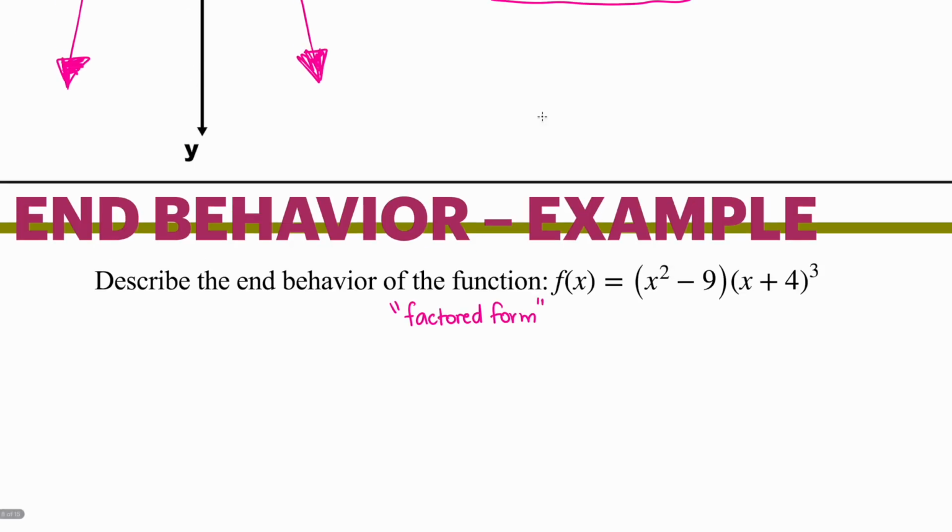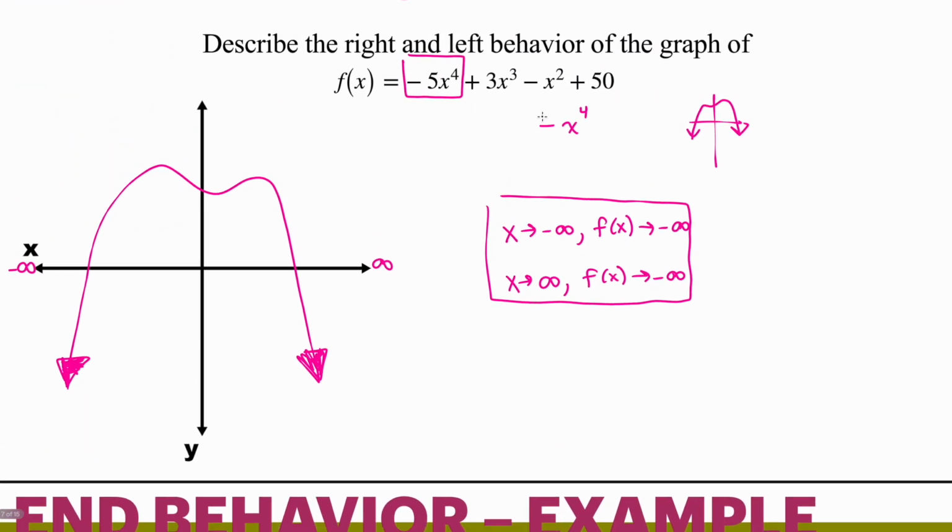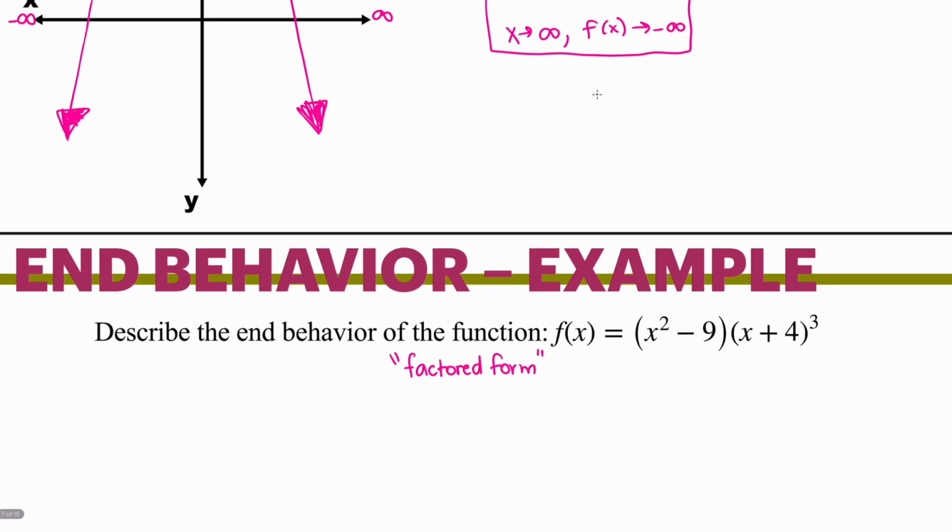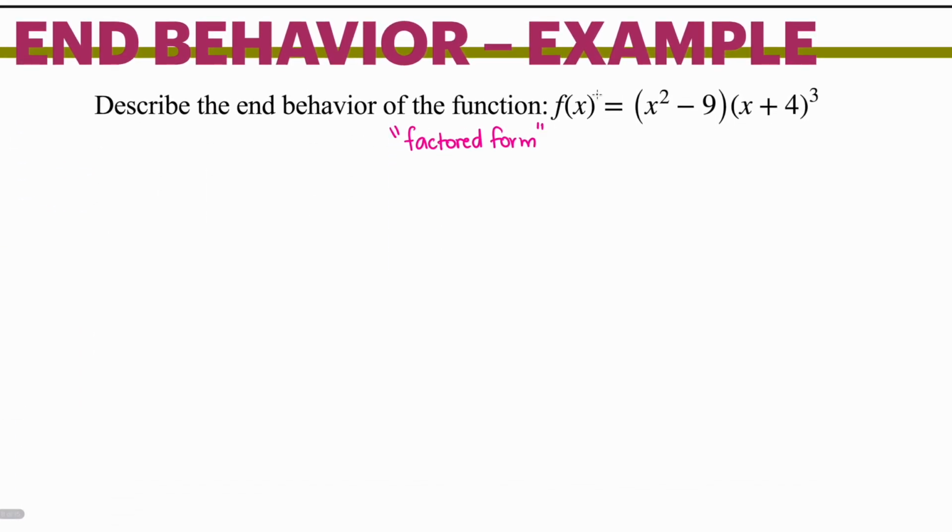The above is written in what's called standard form. Standard form is when you go from highest degree to lowest degree. Factored form is when you have parentheses next to each other that the function is in. So if it's in factored form, what we're going to do is count the x's.